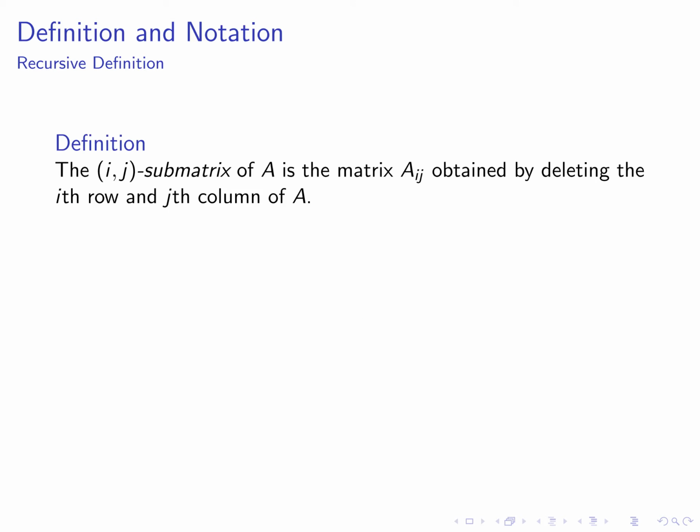Okay, so let's start by introducing some notation that will make the definition of the determinant more accessible. The first notion I'd like to bring up is the notion of the ij submatrix of a matrix A. The ij submatrix of a matrix A is denoted by A sub ij, and this is the matrix obtained by deleting the ith row and the jth column from the matrix.